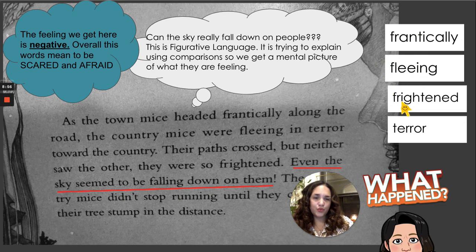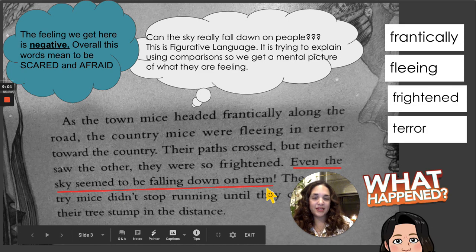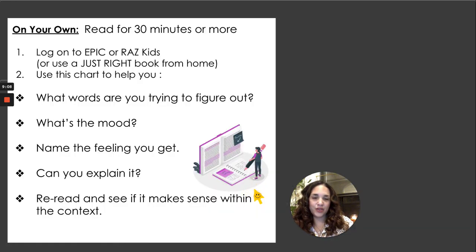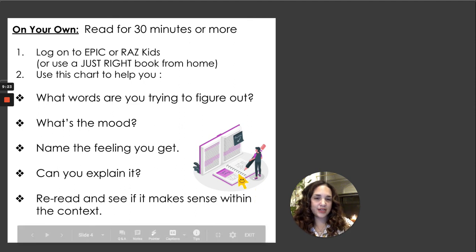So as you read, boys and girls, pick a few words that might go together. Look for those sentences that might hint at what's happening. And think, is it negative or is it positive? Now, you'll get to try this on your own. You're going to read for the next 30 minutes. You are to log on to Epic or Raskits, whatever is best for you. Or maybe pick a Just Right book from your house. Use this chart to help you.